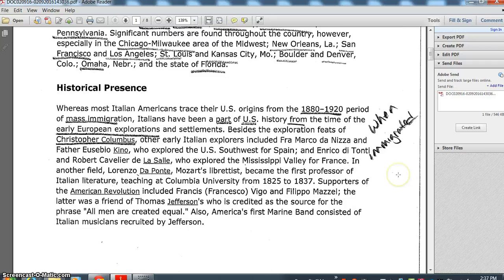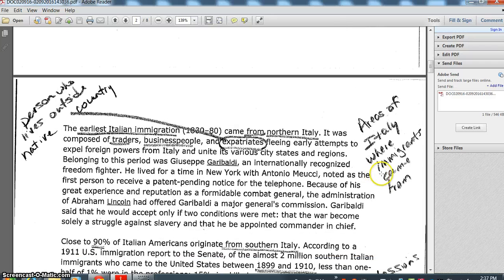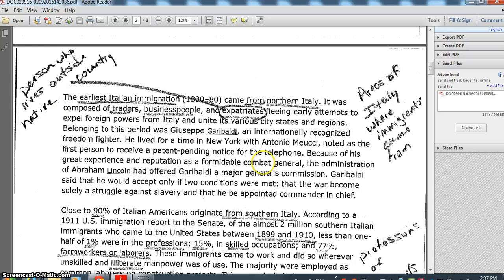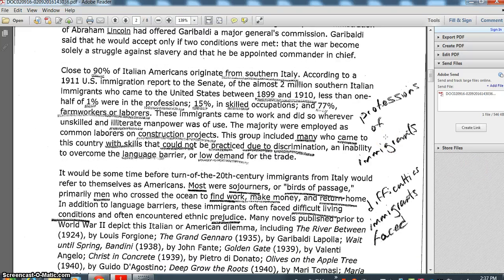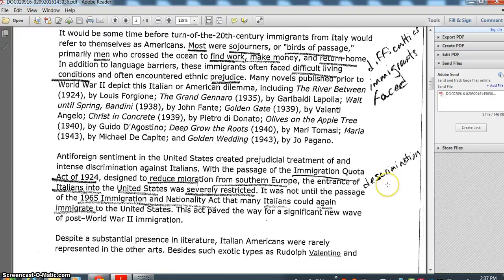More about when they immigrated. Here's areas of Italy where the immigrants tended to come from. I found a word, expatriate, and that's a person who lives outside their native country. That's just a word that might not be common, so I circled it and I identified the definition in the margin. Just something else you can do with margin notes. The professions of Italian American immigrants, difficulties they face, discrimination.